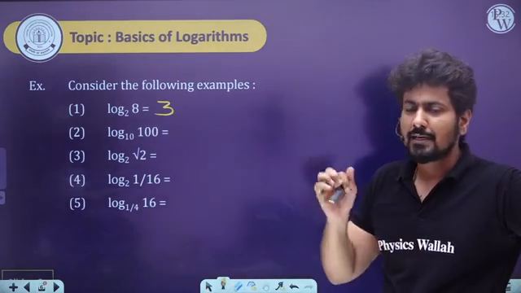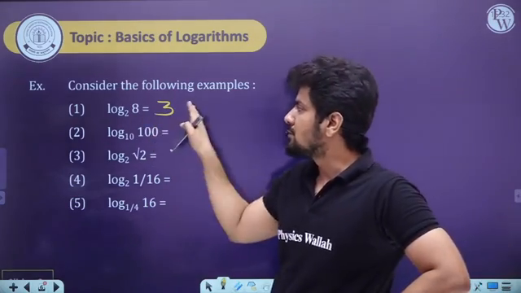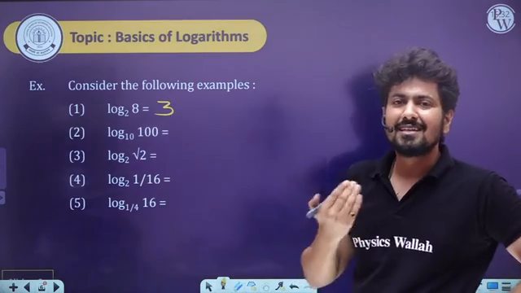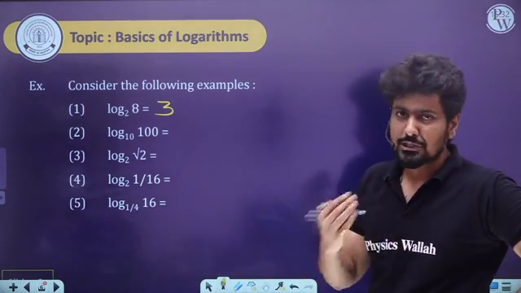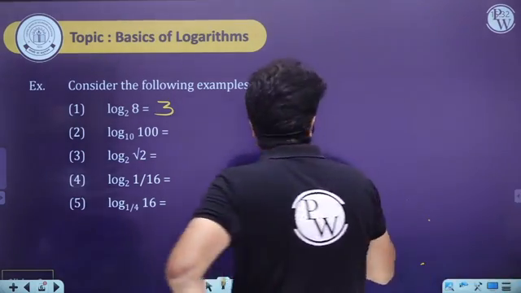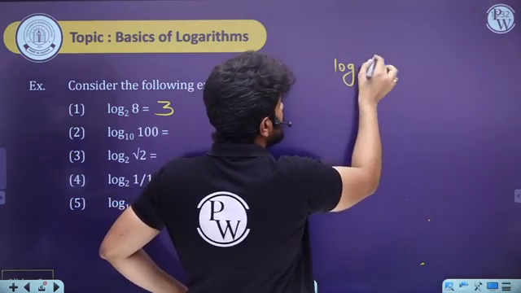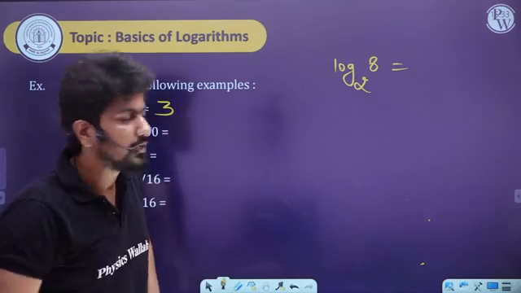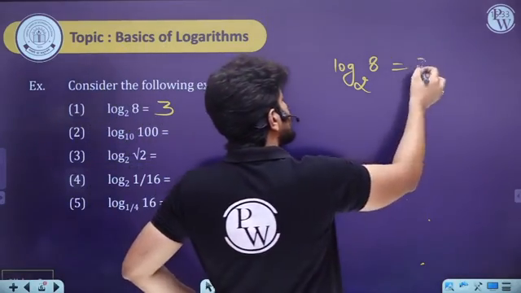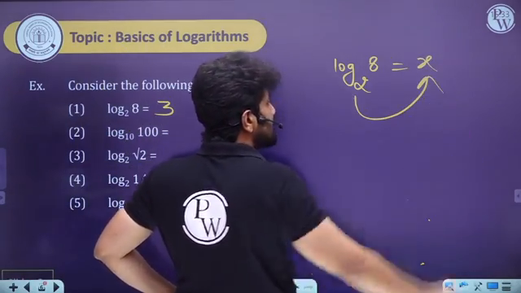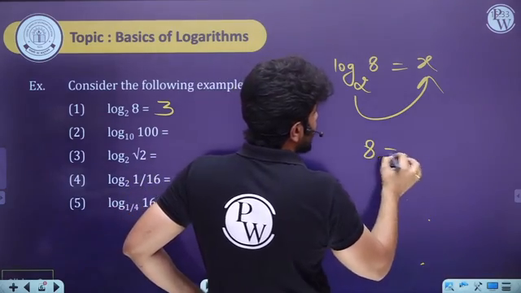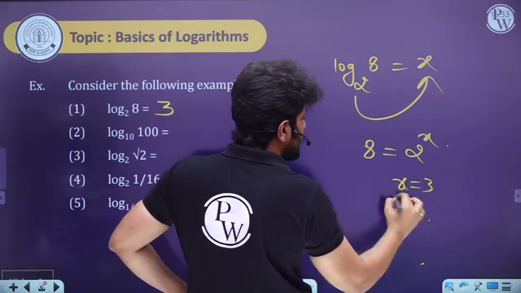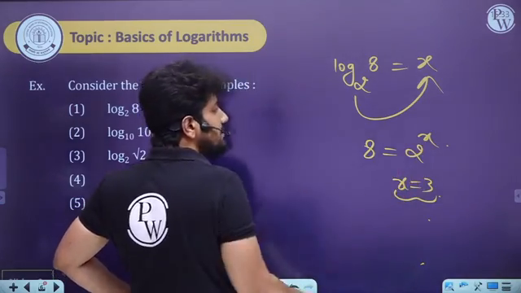Okay, this works if you can directly see that yes, 2 raised to the power 3 is equal to 8. Or what you can do, you can convert it in the exponential format. Suppose you don't know the value of log of 8 to the base 2. Simply consider this value is equal to x. Now send this base 2 to the right hand side, so we get 8 is equal to 2 raised to the power x. So what will be the value of x? x will be 3, because we know that 2 raised to the power 3 is 8.